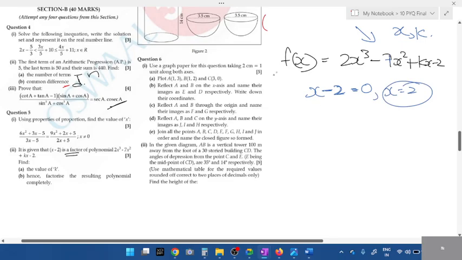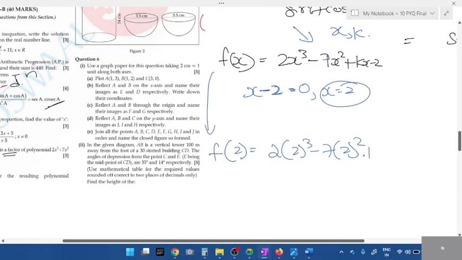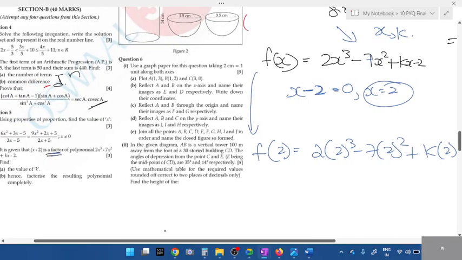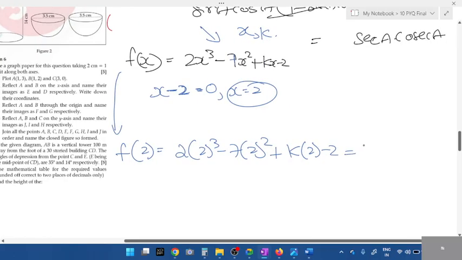And the word factor is given. If factor is given, take this equation, f of 2. In place of x, you have to substitute 2. 2 into 2 cube minus 7 into 2 square plus k into 2 minus 2. Just because the word factor is given, the answer for this you have to write as 0. It is equal to 0, and substitute. Complete this.